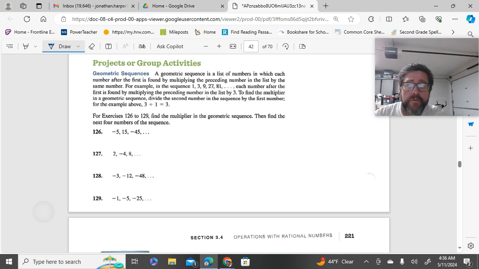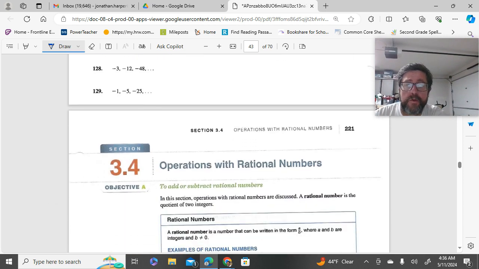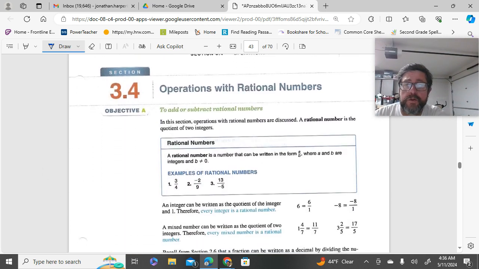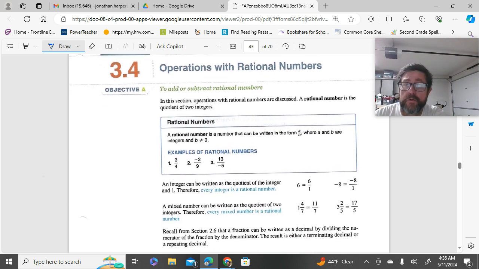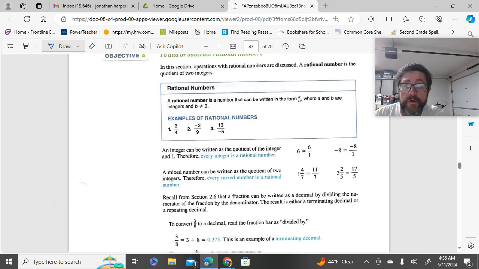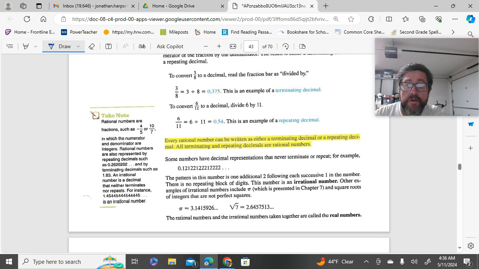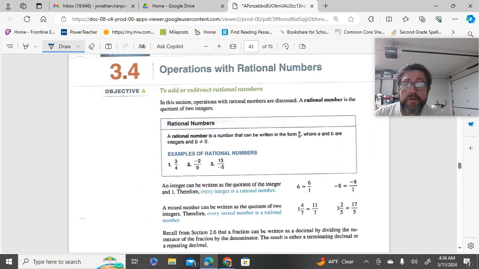Okay, it looks like we are on to section 3.4, which is operations with rational numbers. We have made it so far, guys. And I don't know, some of this stuff might even be what you'd be learning in high school by now. I think you probably go over most of this in the 7th and 8th grades, but we'll see.